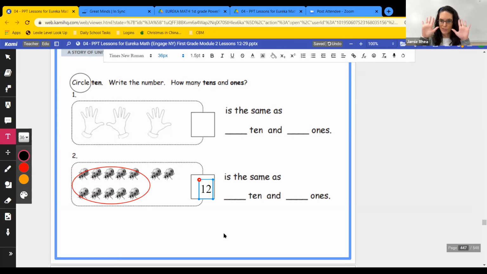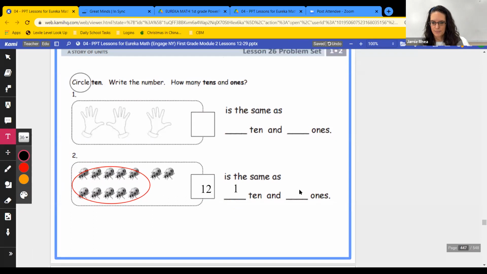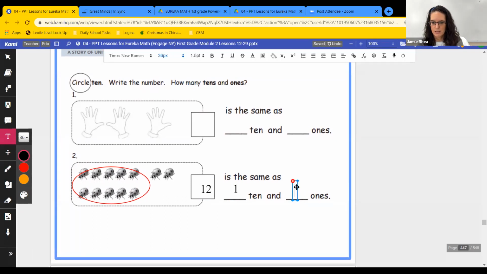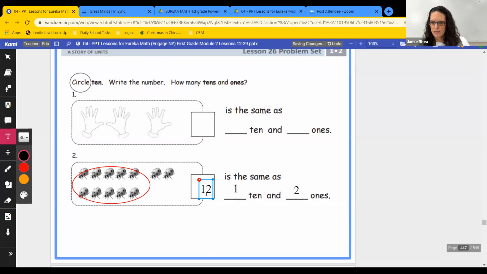Think about it. Show me 12. Here's my 10 and my 2 imaginary fingers. I'm going to make the 10 into 1 10. How many ones did we have left over? We had 2 ones left over. So we have 1 10 and 2 ones. Look at this. Here's 12, and we have 1 10 and 2 ones. 1 10 and 2 ones, okay?